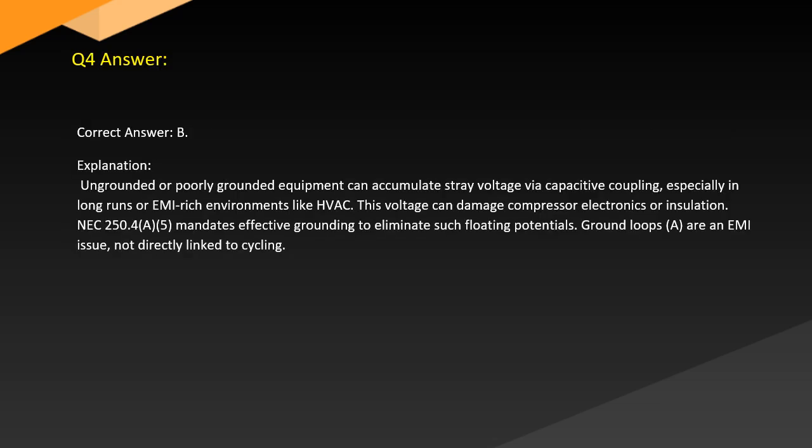Answer. Correct answer: B. Explanation. Ungrounded or poorly grounded equipment can accumulate stray voltage via capacitive coupling, especially in long runs or rich environments like HVAC. This voltage can damage compressor electronics or insulation. NEC 250.4(A)(5) mandates effective grounding to eliminate such floating potentials. Ground loops are an EMI issue, not directly linked to cycling.